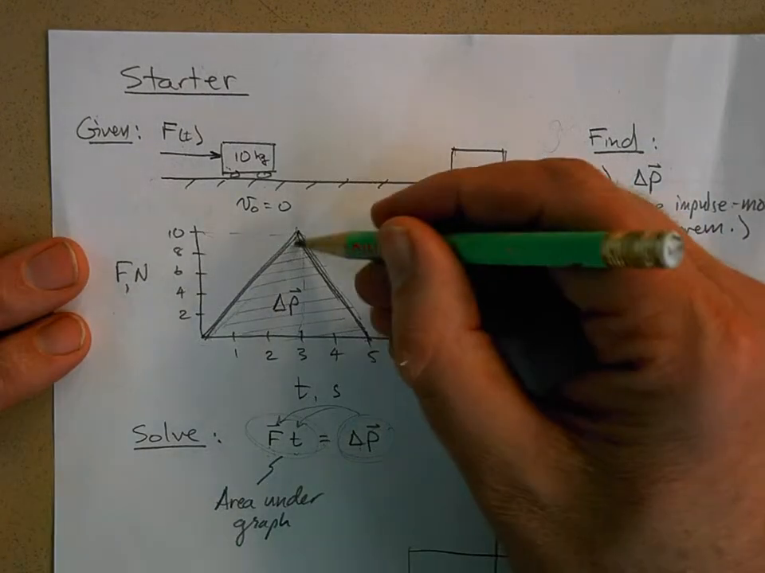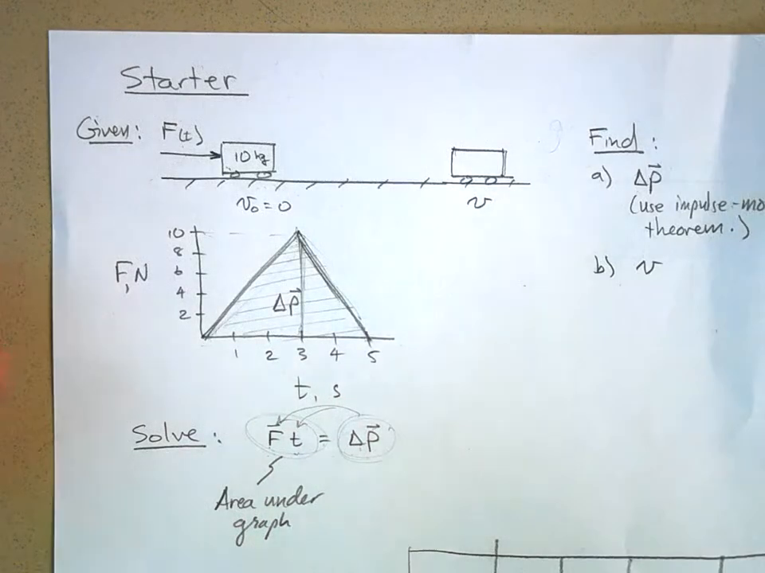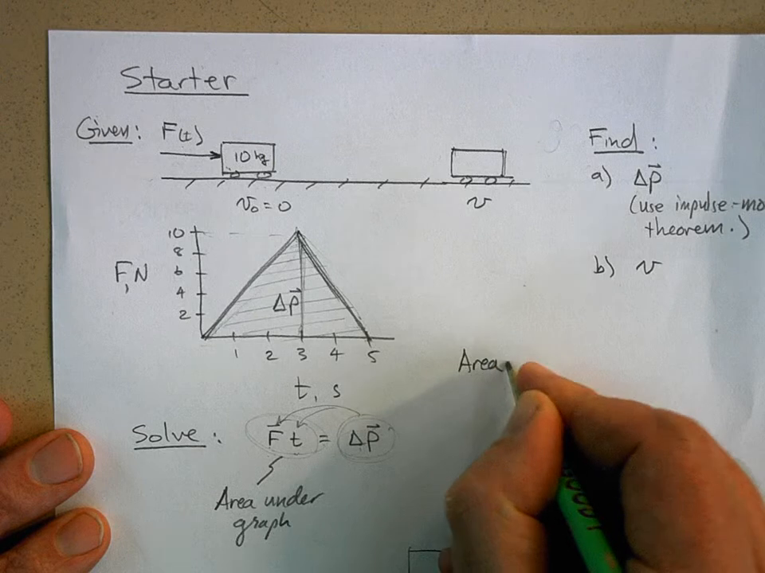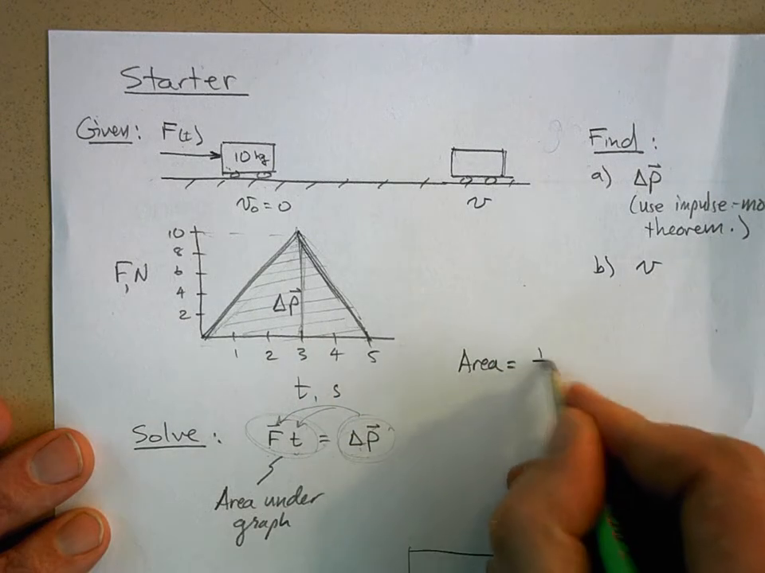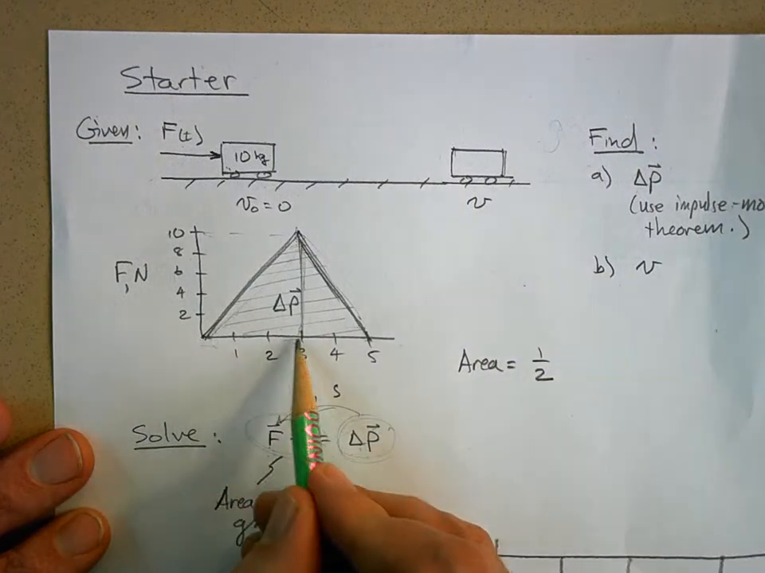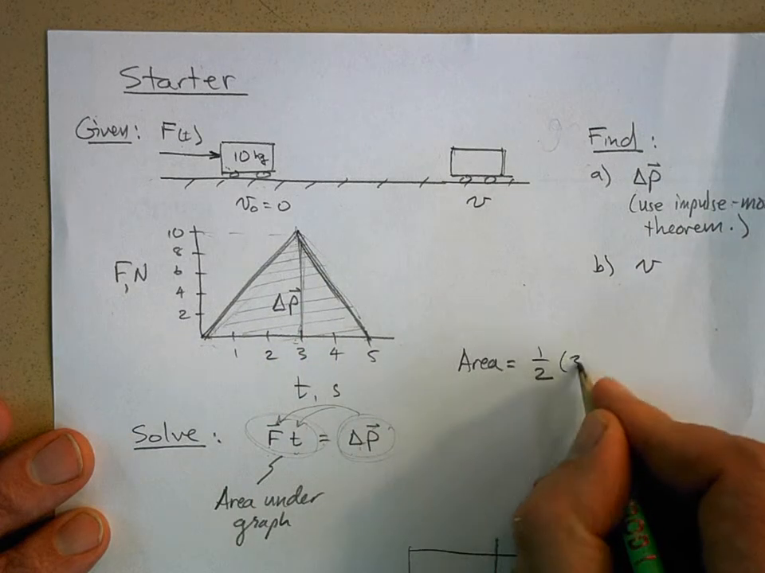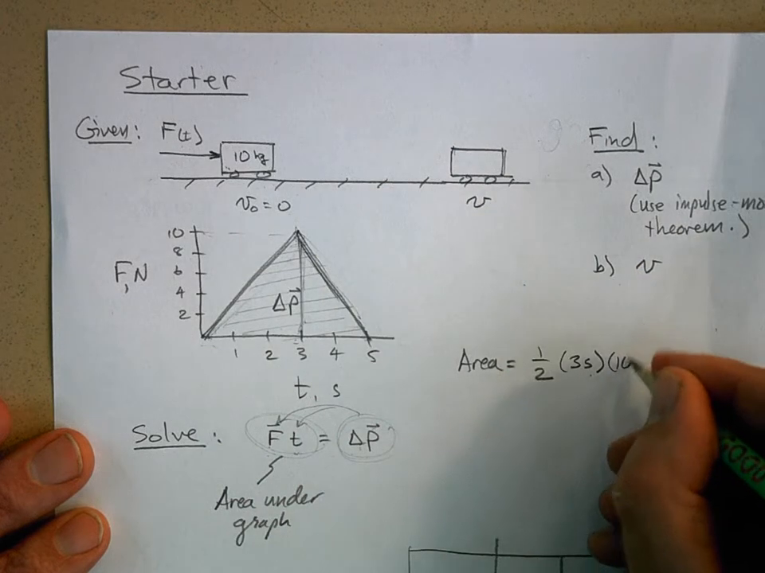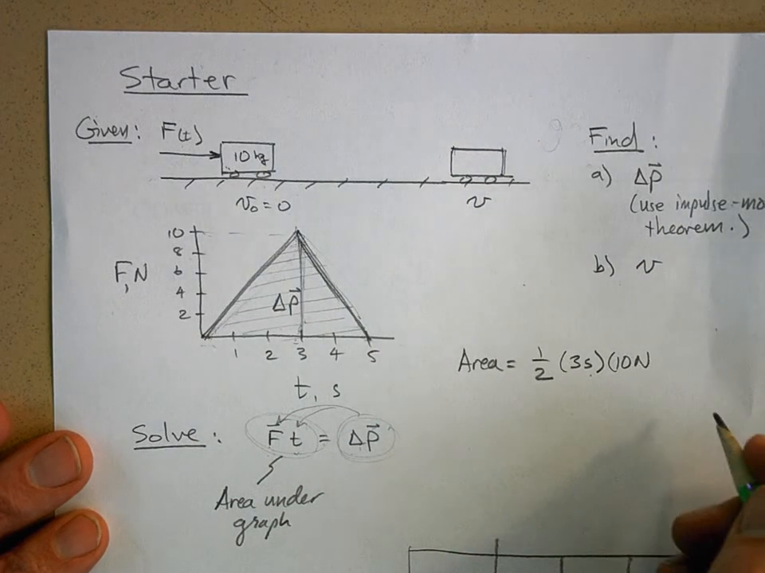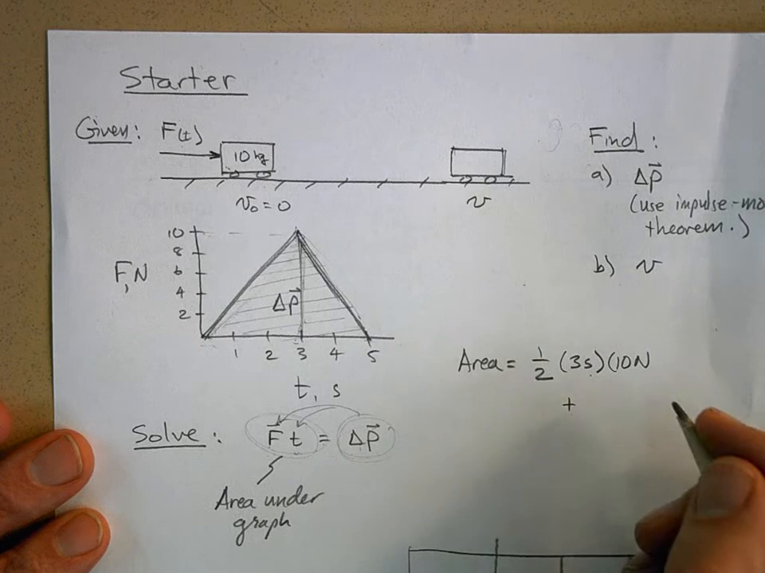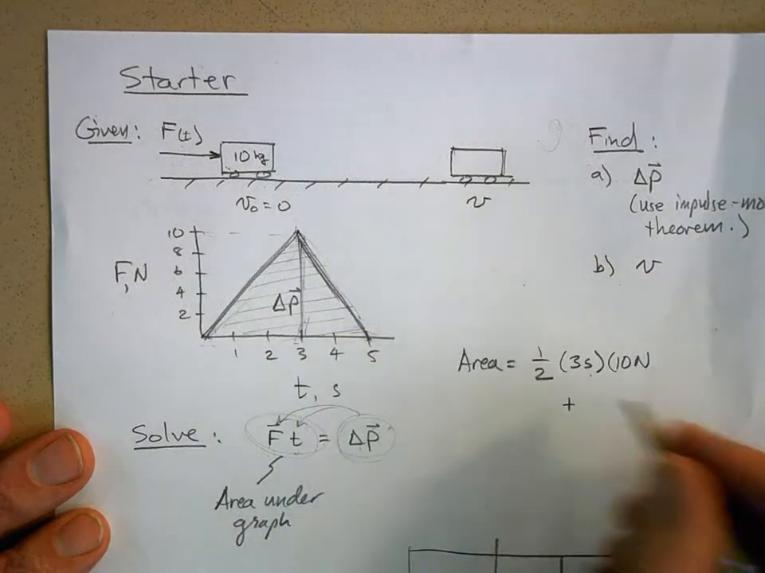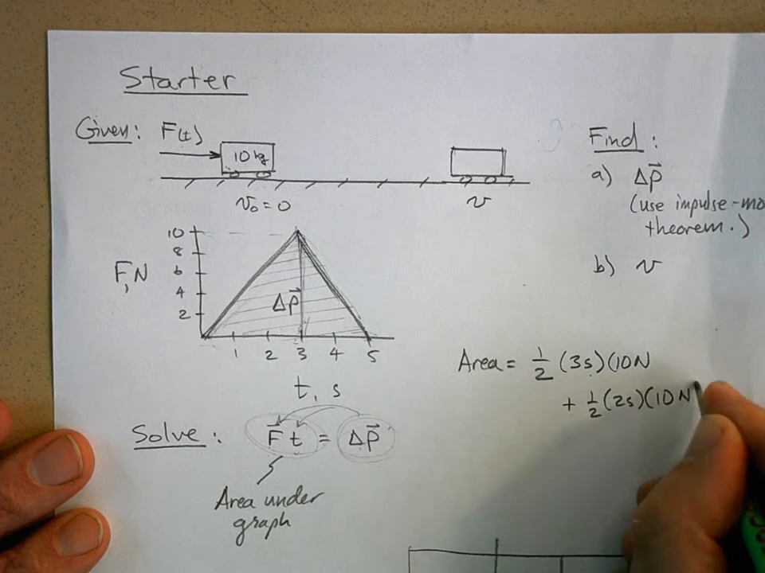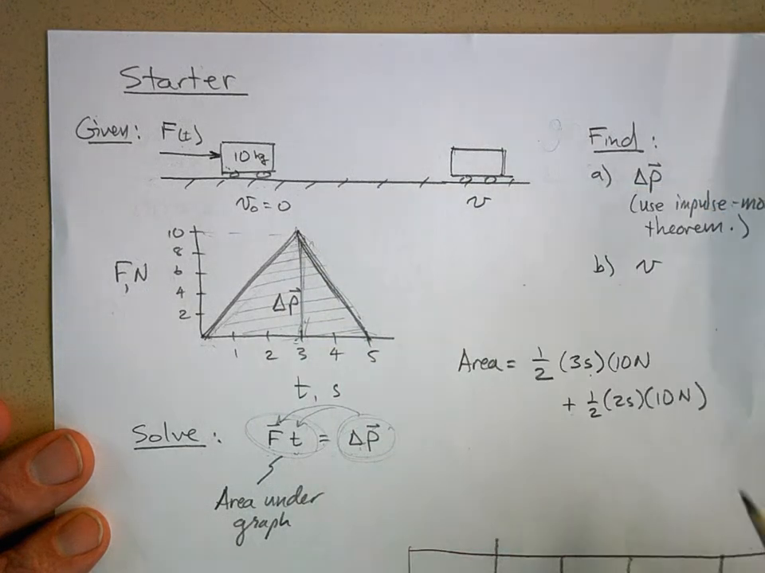and looking at the area underneath the graph. And here we have two triangles. The area underneath that graph is 1/2 the base, and the base for this first triangle is 3 seconds, so that's time, times the height, which is 10 newtons. Then we add to that the area of this second triangle, which is 1/2 of 2 seconds times 10 newtons. That's the height of this triangle, 1/2 base times height.